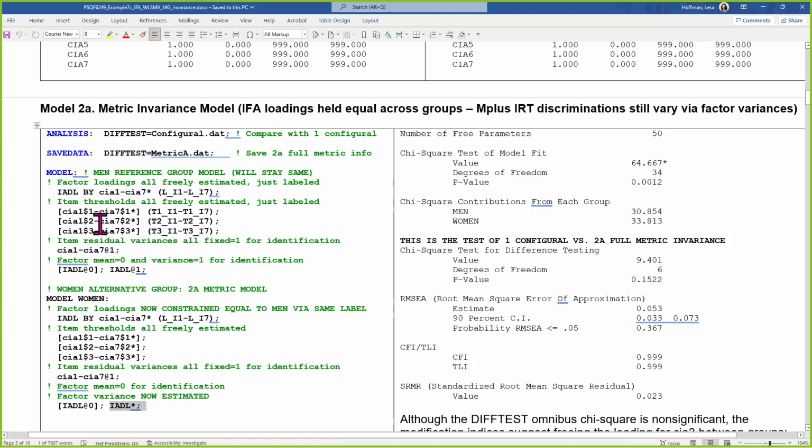The other thing that you will need to do, and this is easy to forget, is to keep switching out these diff test lines. So what goes in save data is your current model's name. I've called this metric A. What goes in analysis is the previous model that you want to compare against that had more parameters. So the configural model is the comparison. Metric A is being saved for a further potential comparison.